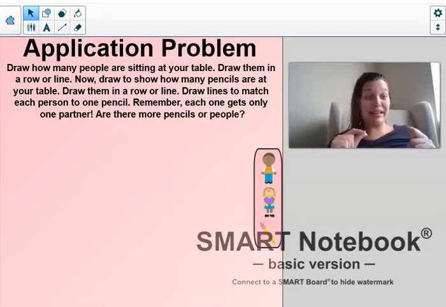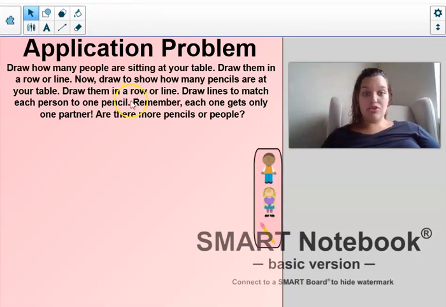Right into our application problem. You guys are rocking it already. You are ready to move today. So we are going to draw how many people are sitting at your table. Now, normally we do this in school. So let's say there are 2 boys and 2 girls, okay? Let's draw them in a row. So I'm going to have 2 boys, and then I'm going to have 2 girls, okay?